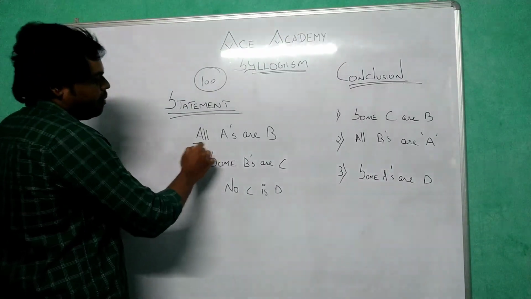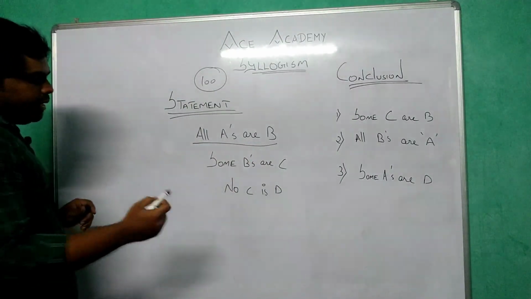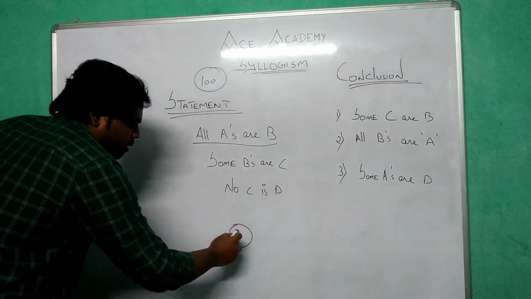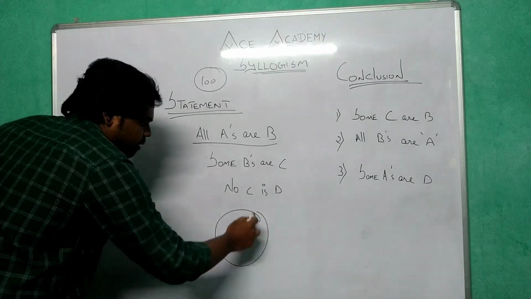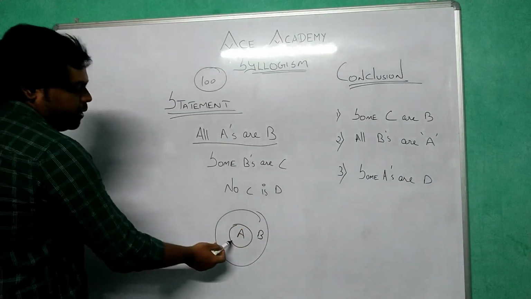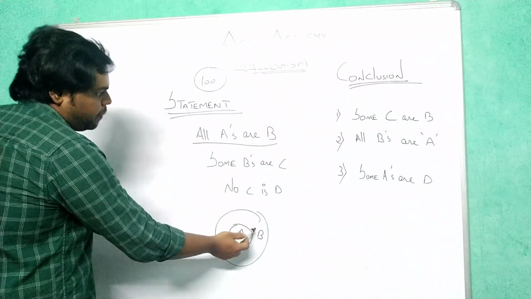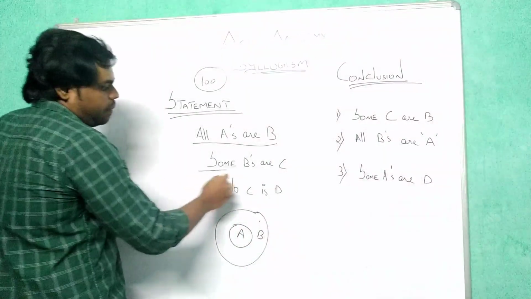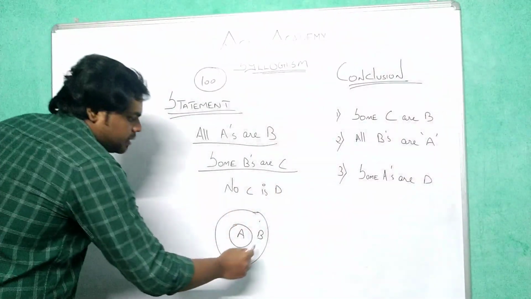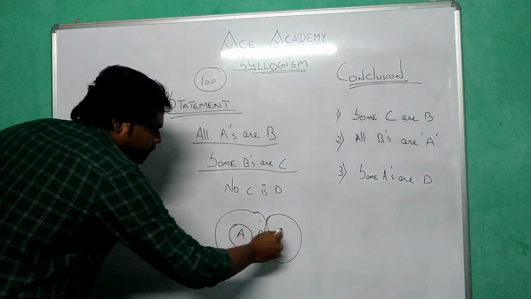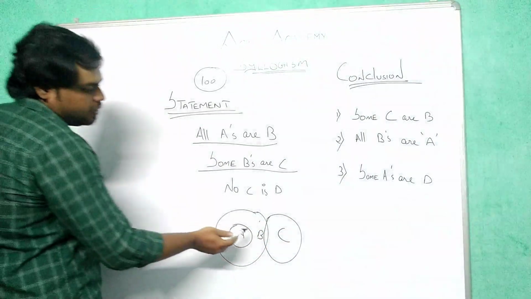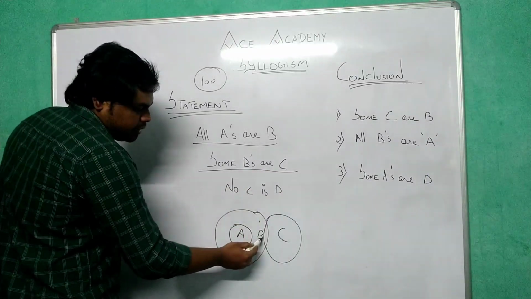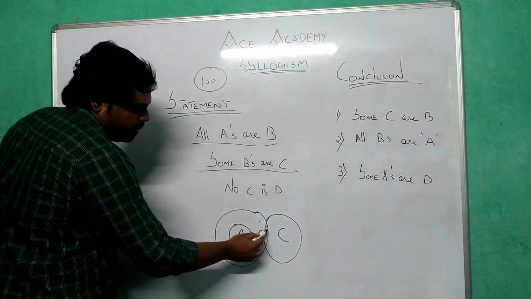So the statement says that all A's are B. So as I said, how do we draw a diagram for all A's are B's? All A's are B's. A should be the inferior set and B should be the superior set. So now let's see, some B's are C. Some part of B's are C. So this is how we draw some B's are C's. Some part of B is C. This part of B is C.